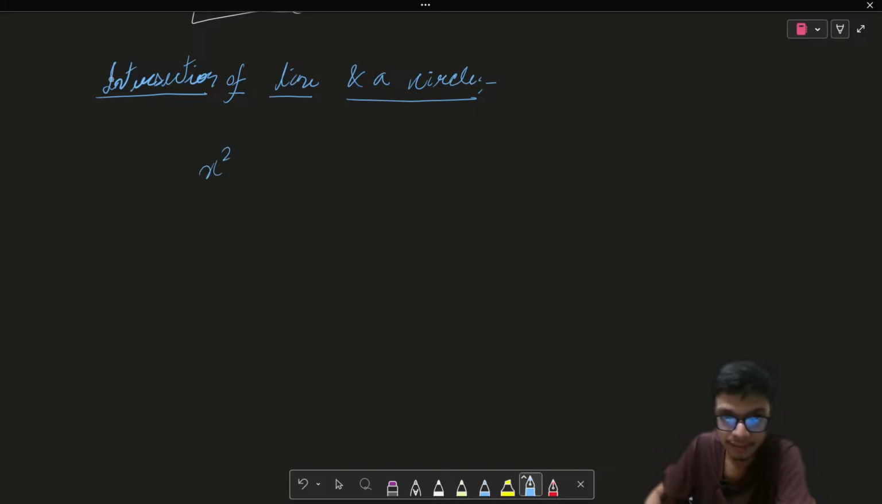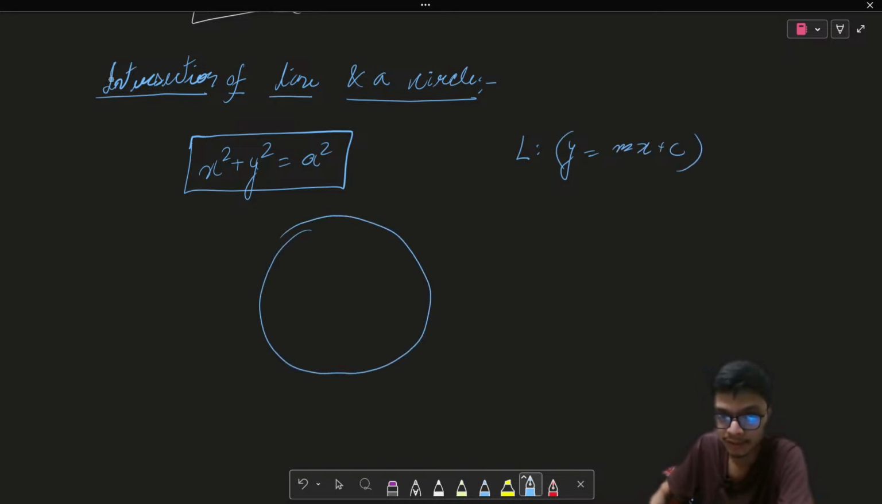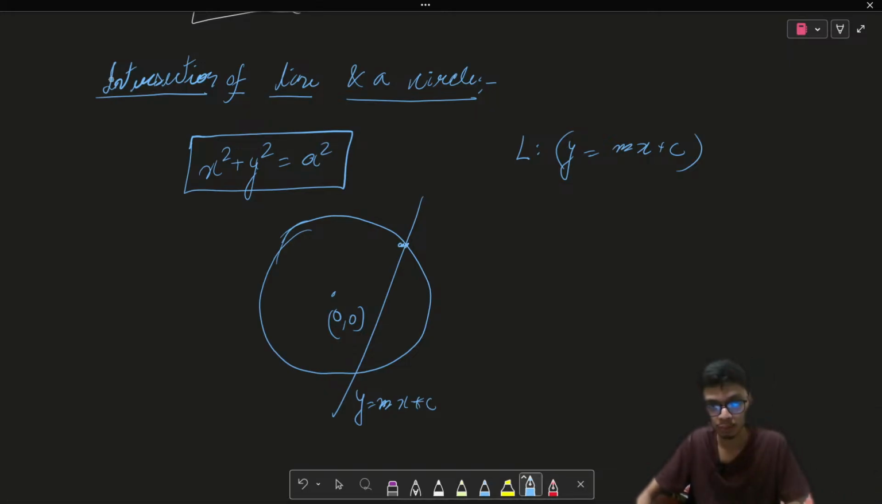Let us take a very simple case to begin with. Let us take the equation of a circle with the origin as the center and the radius as a, and let us say the line equation is given as y = mx + c. So this particular circle has the center at (0, 0), and any line like this, given as y = mx + c, is my given line. Whether it is intersecting the circle at two points, or just touching the circle, or lying completely outside of the circle, how are we to decide?